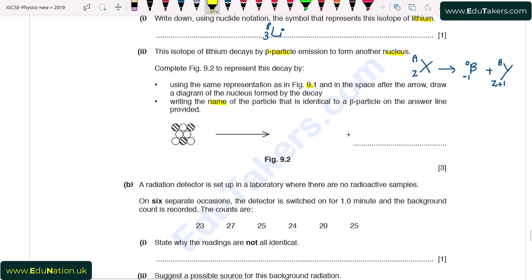So now we can guess that a beta particle is just like an electron because of its charge of -1. So the name of the particle that is identical to the beta particle is actually the electron. That's why I write here electron.